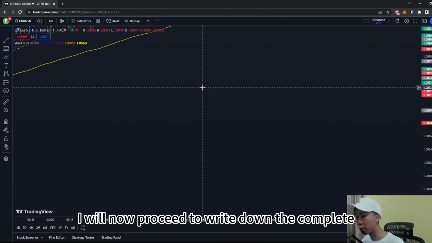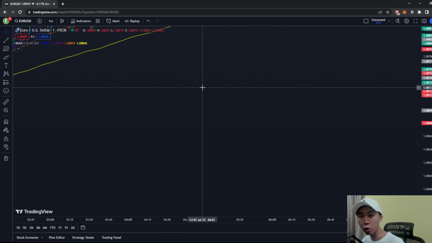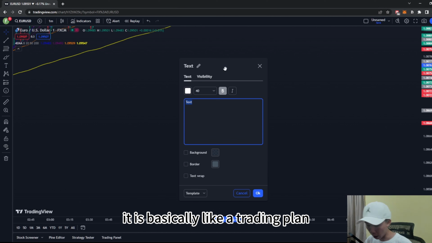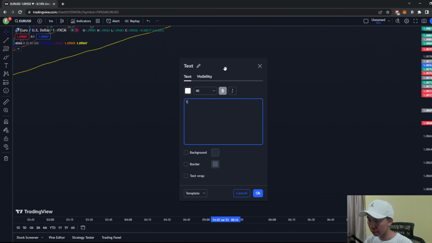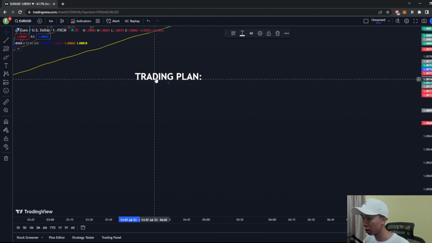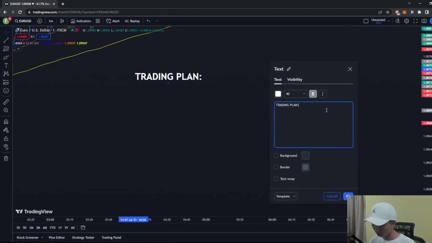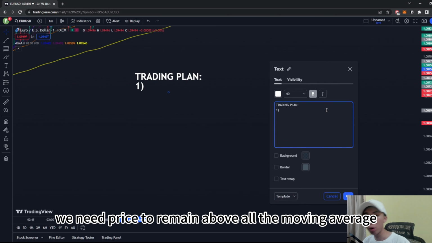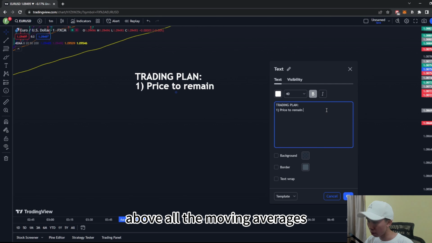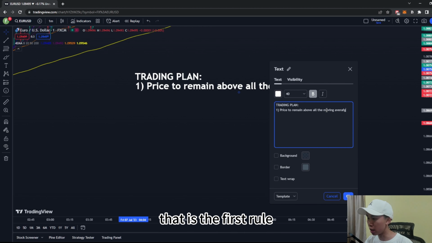I will now proceed to write down the complete rules for this strategy. It is basically like a trading plan. So trading plan, firstly, what do we need? We need price to remain above all the moving averages. That is the first rule.